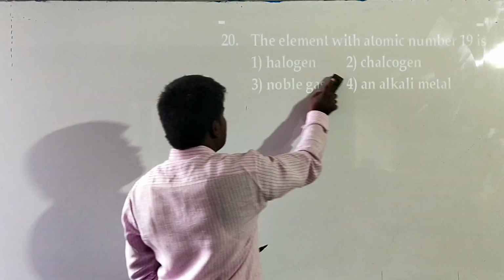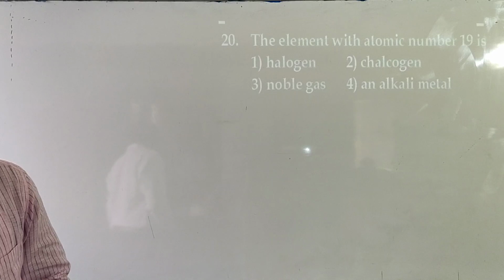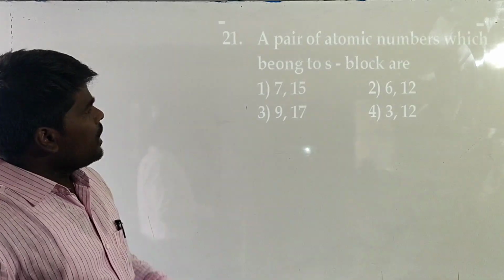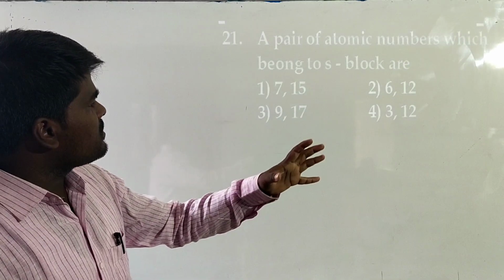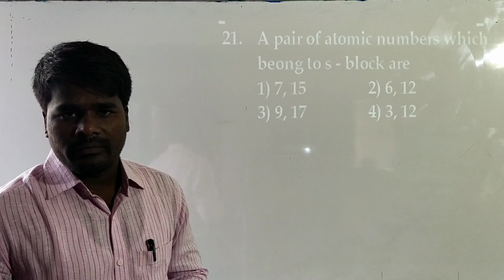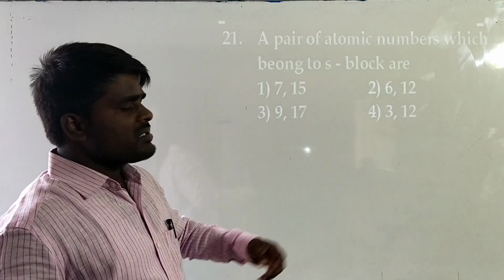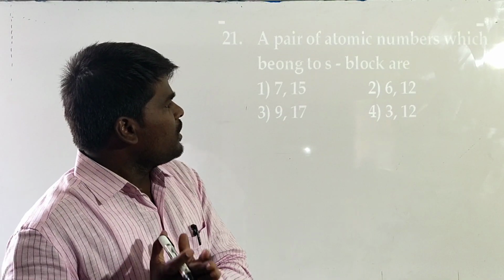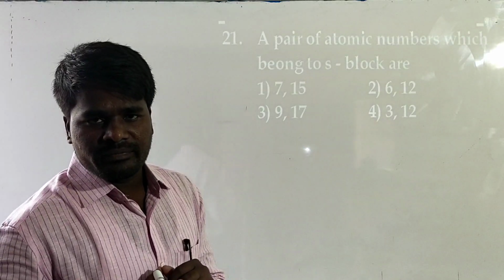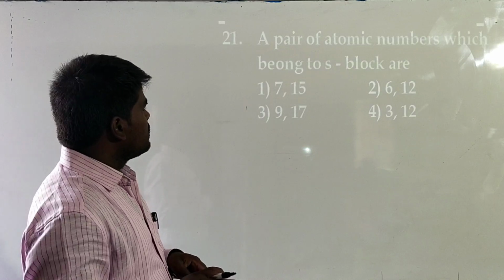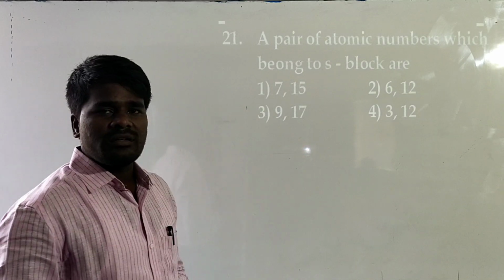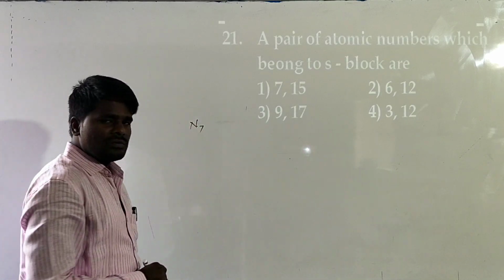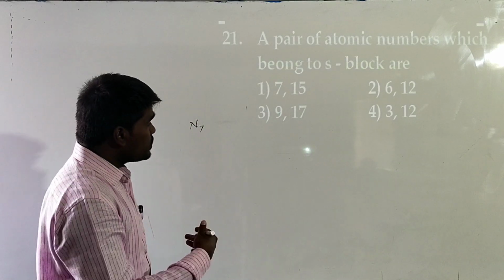Now, let's move to the next question. Here is our next question. Read the question. A pair of atomic numbers which belongs to the s block are. In the options he has given certain pairs of atomic numbers. From that he is asking us to identify which pair belongs to the s block. Now see, atomic number 7 is nitrogen. To which block does it belong?